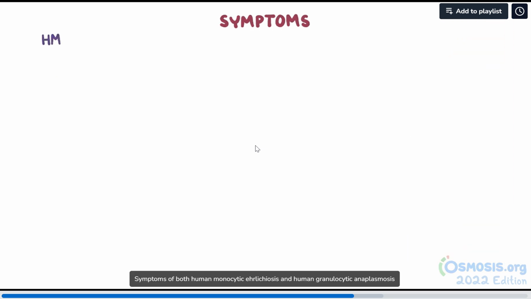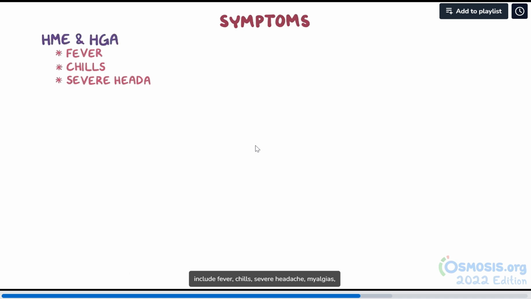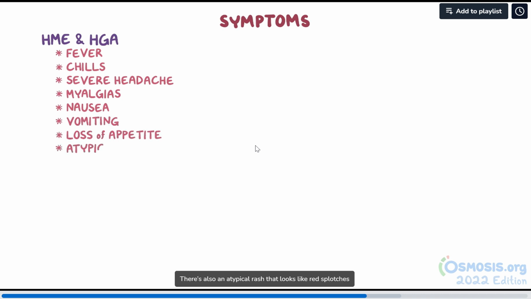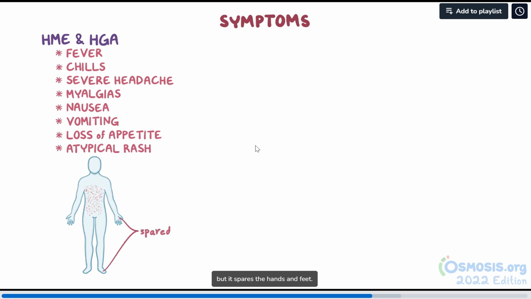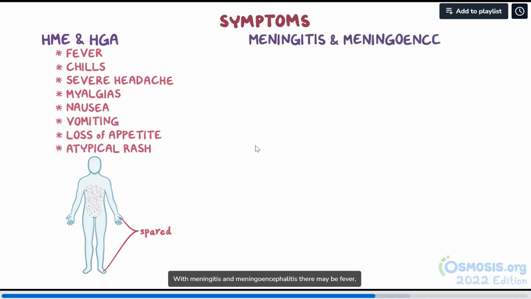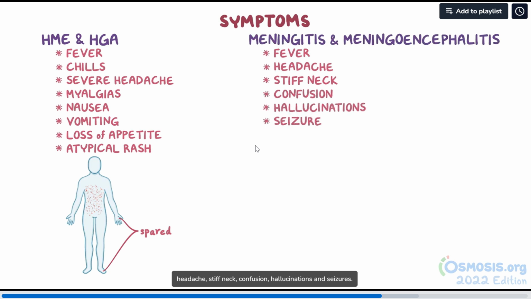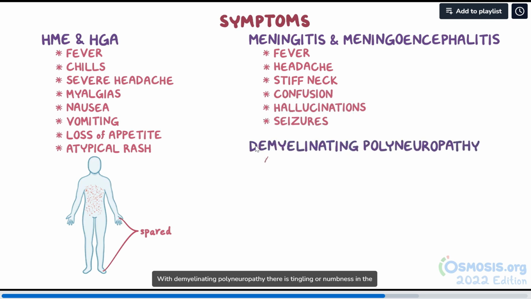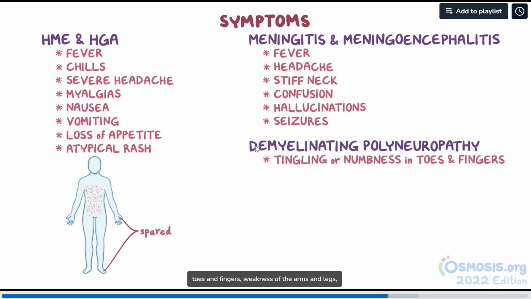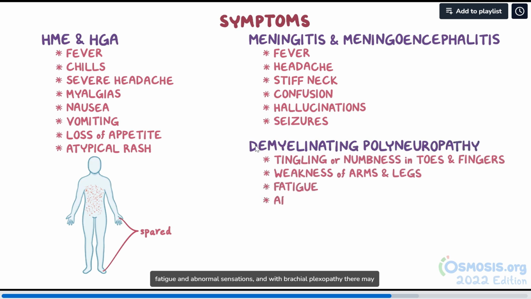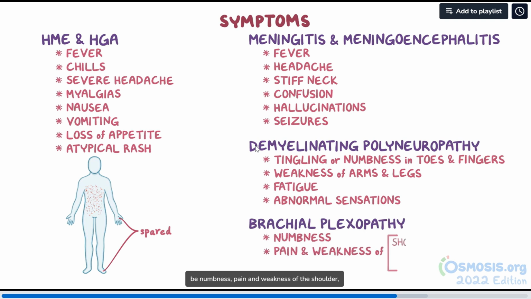Symptoms of both human monocytic ehrlichiosis and human granulocytic anaplasmosis include fever, chills, severe headache, myalgias, nausea, vomiting, and loss of appetite. There's also an atypical rash that looks like red splotches or pinpoint dots located on the trunk, but it spares the hands and feet. With meningitis and meningoencephalitis, there might be fever, headache, stiff neck, confusion, hallucinations, and seizures. With demyelinating polyneuropathy, there's tingling or numbness in the toes and fingers, weakness of the arms and legs, fatigue, and abnormal sensations. And with brachial plexopathy, there might be numbness, pain, and weakness of the shoulder, arm, or hand.